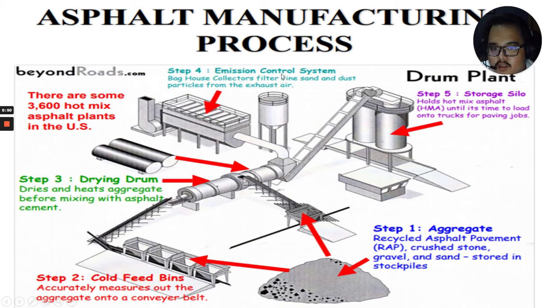Step 4, emission control system. Baghouse collectors filter fine sand and dust particles from the exhaust air. Stage 5, storage silo. Holds hot mixed asphalt until it's time to load onto trucks for paving jobs.